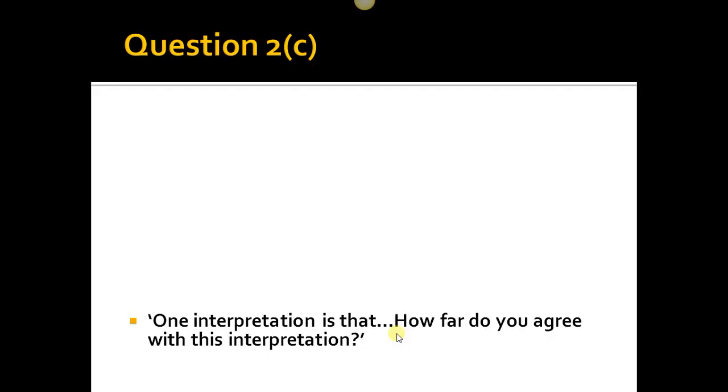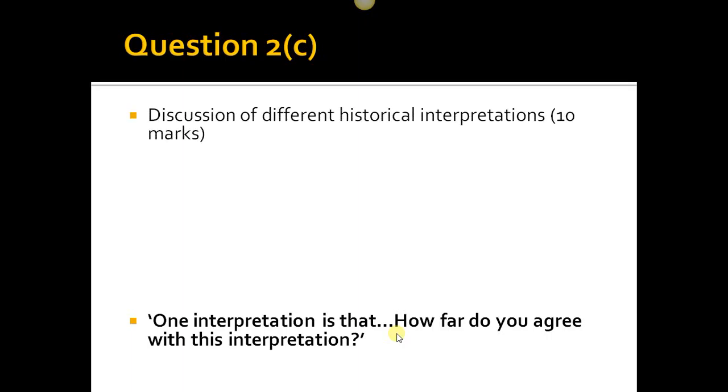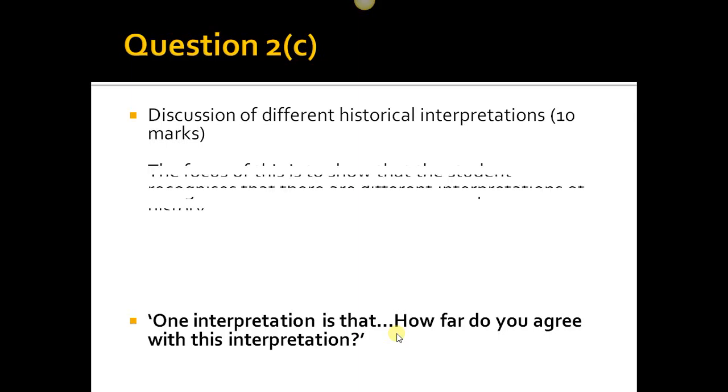Now, interpretation is simply a person's viewpoint, how they have read things. Historians have interpretations, and the more evidence that you can get together, the more you can interpret and come up with a clearer and a more balanced answer. And that's really what we do try to do as historians, okay? So, it's a discussion of different historical interpretations, and it's worth 10 marks.